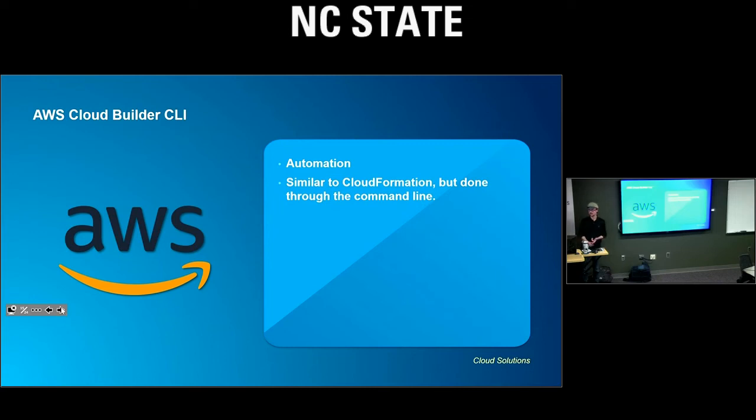And then the AWS CloudBuilder CLI. This is essentially using those JSON files that you can download there, but it's through the Windows command prompt. You have to download a couple of things to make it actually work. But you can manipulate this JSON file.